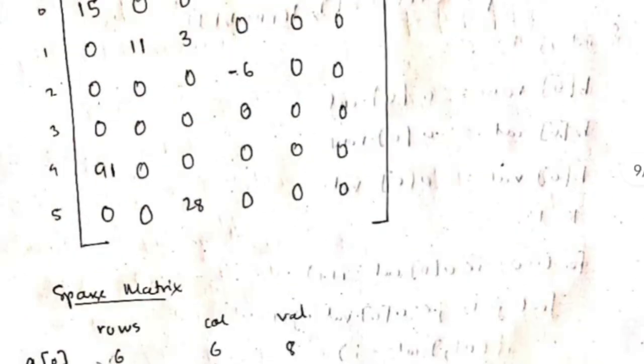Then for the second one, 22, it is present in row 0 and column 3. So we will write here 0, 3 and 22. In the same way we will do for all these elements and store it in an array. Okay, after doing this your array is ready.